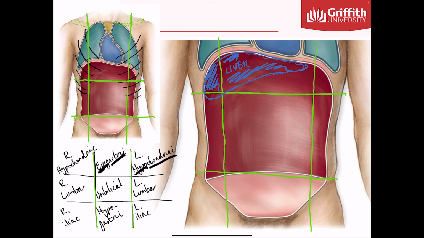Now, here's the thing. These lines are arbitrary, right? They're arbitrary. Depending on somebody's age, their sex, their position, their breathing, these organs shift, okay? So you don't have to be defined, but we can say confidently that most of the liver sits in the right hypochondriac and epigastric region.